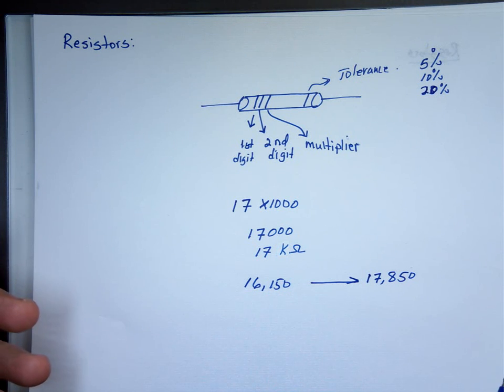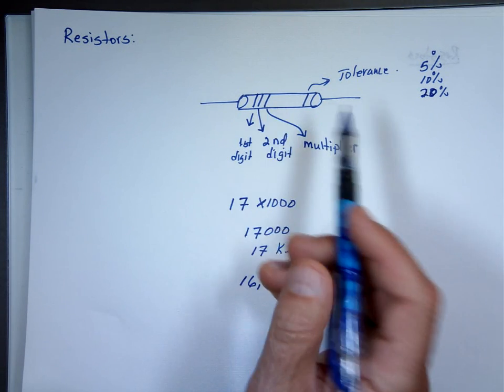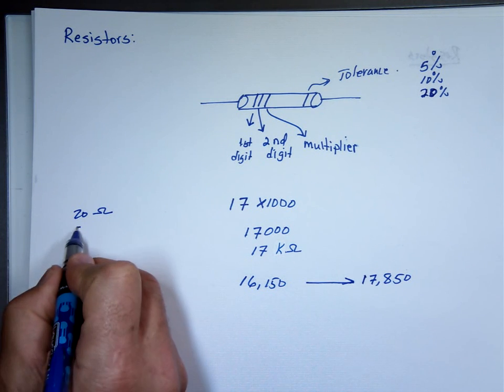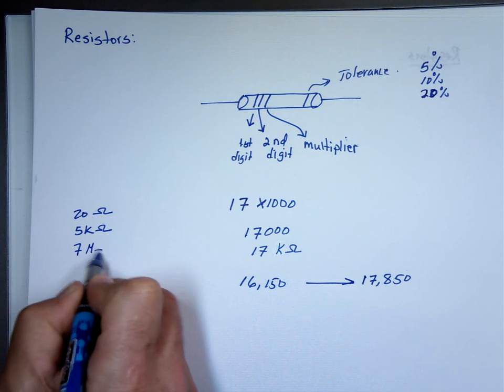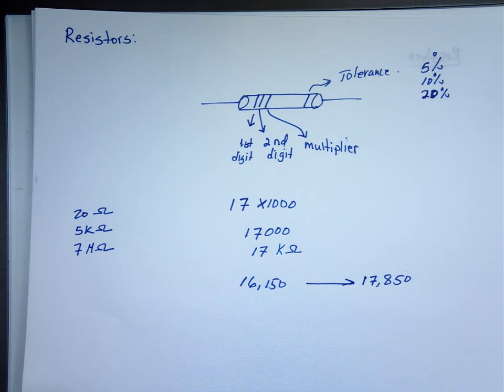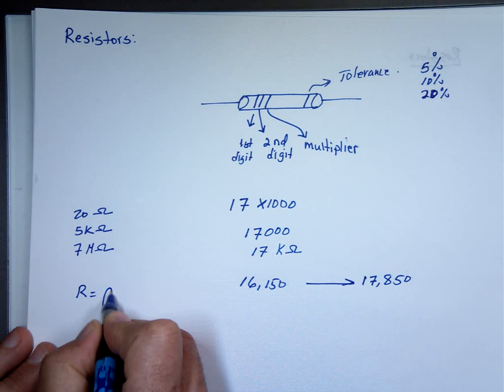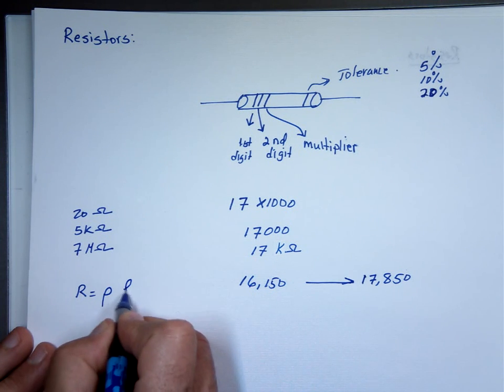And it's funny, some of these resistors are exactly the same size. You pull one, it says 20 ohms. You pull the next one, it says 5K ohms. You pull the next one, it's 7 mega ohms. How can it be different if it's the same size? Because the value of the resistor depends on three things. Rho, that's a constant resistivity, times the length of the resistor divided by the cross-section area.